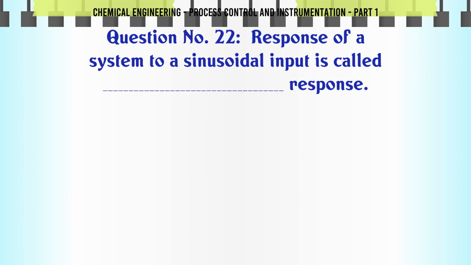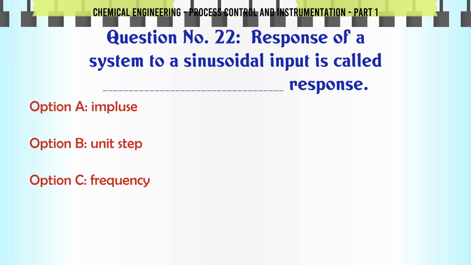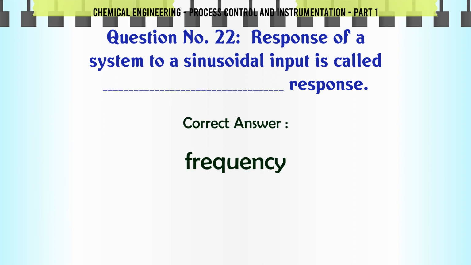Response of a system to a sinusoidal input is called ____ response. A. Impulse, B. unit step, C. frequency, D. none of these. The correct answer is frequency.